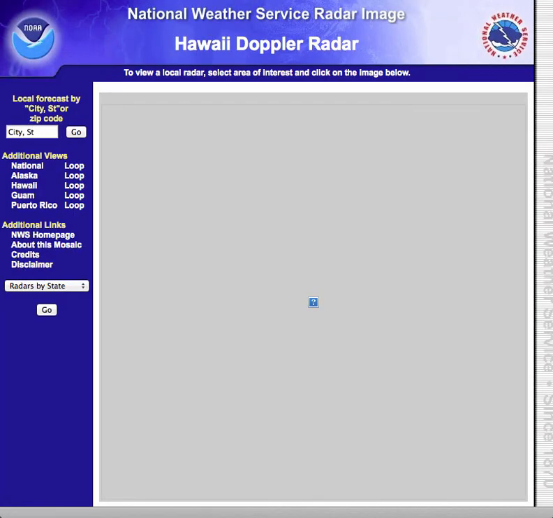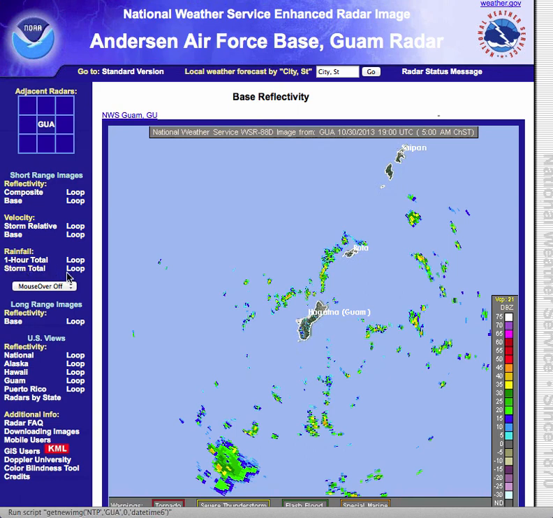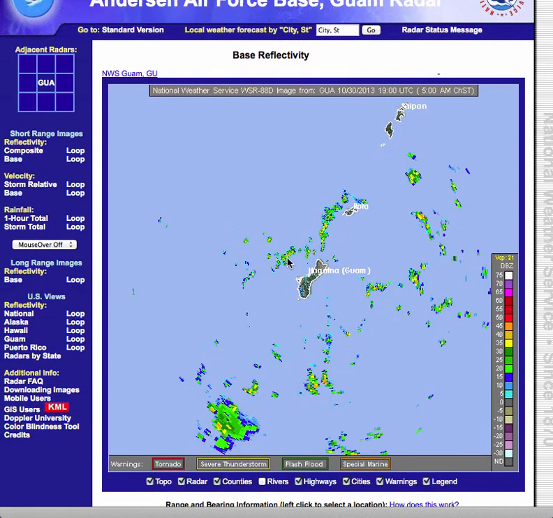You can even go out to Hawaii if you wanted to and check out the big islands out there. Looks like the radar's down. Let's try Guam. We just wanted to check out Guam. Let's see. Oh, look at that. Apparently it's raining in Guam. There's a lot of scattered showers out there.